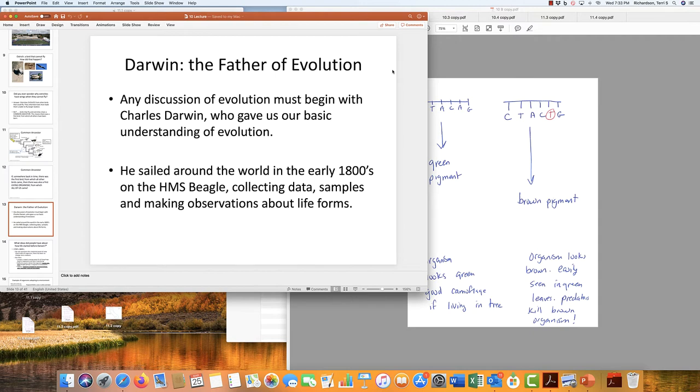And he was a guy from England. He actually, I read, went to medical school and didn't like it and quit. I can relate. But he decided to join a crew and sail around the world. This was in the early 1800s. And the mission of the ship was to collect scientific data, samples, different living organisms, seeing new life forms, making observations about them, doing science, basically.